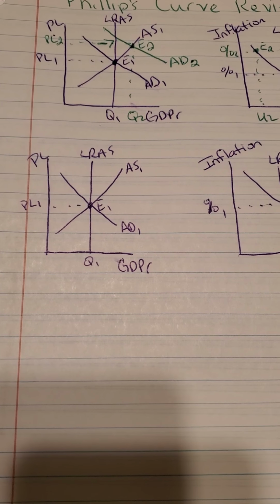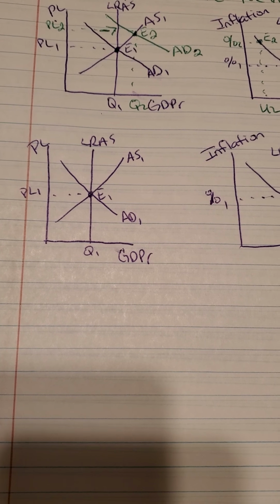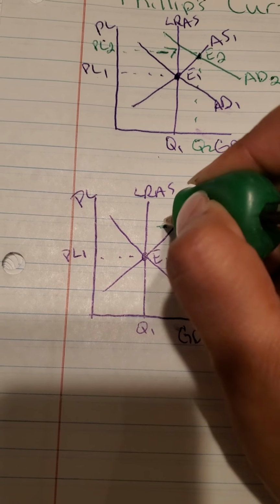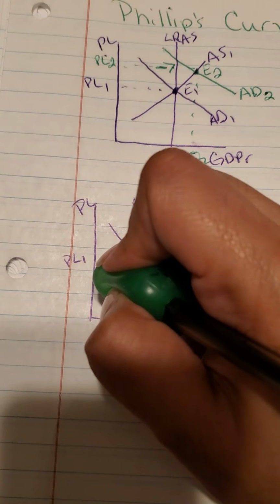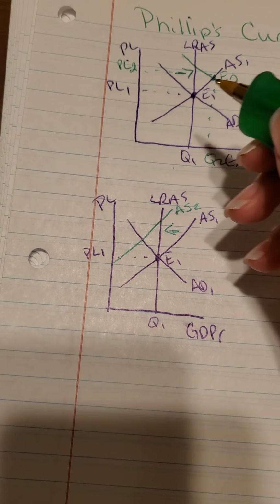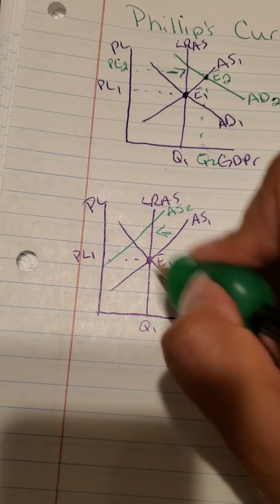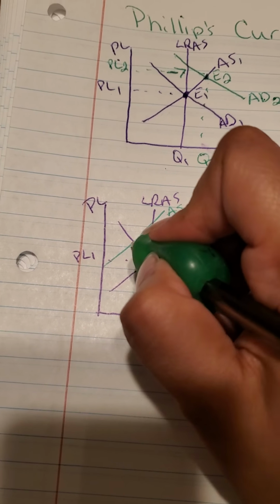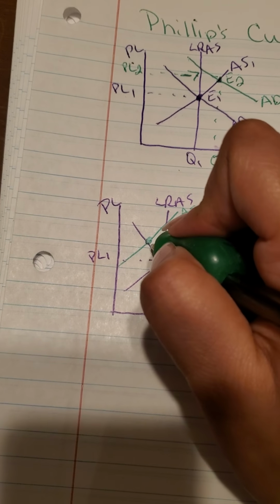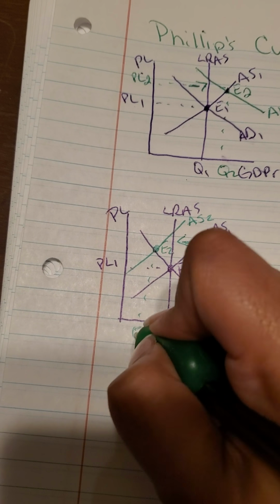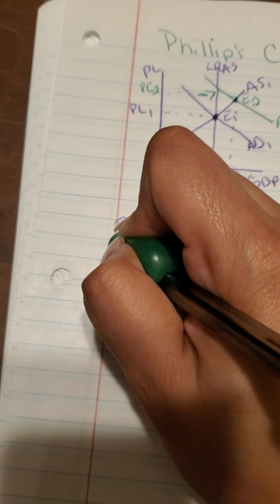Let's say on this one that aggregate supply decreases. So aggregate supply, we move to the left. Draw your new curve, AS2. Remember that your equilibrium is wherever your short-run aggregate demand curve and your aggregate supply curve intersect. So that's why equilibrium is over here. Label your new points, E2, Q2, PL2.